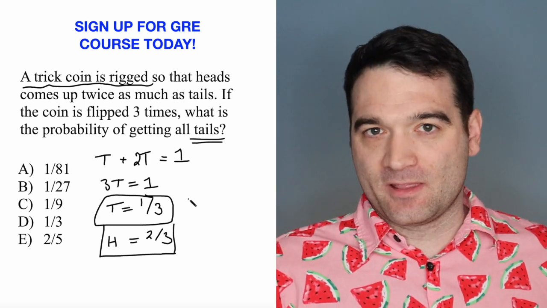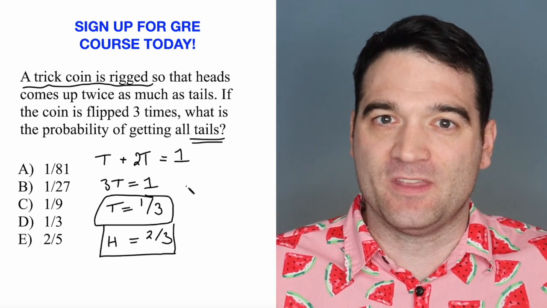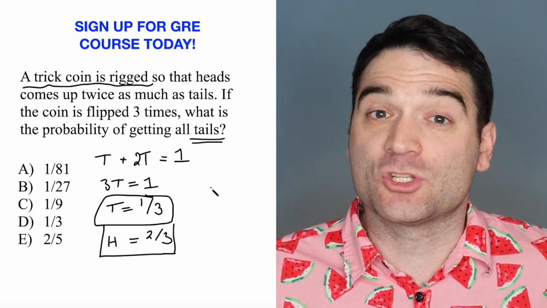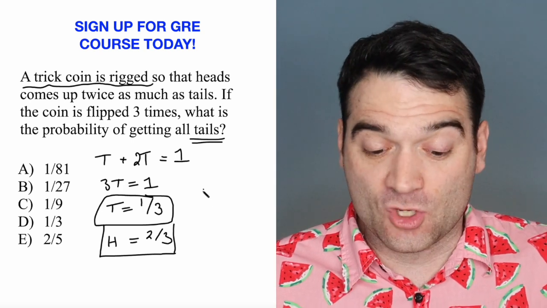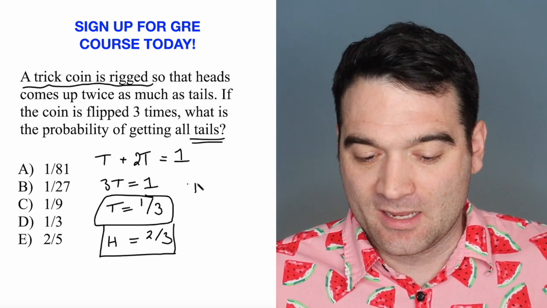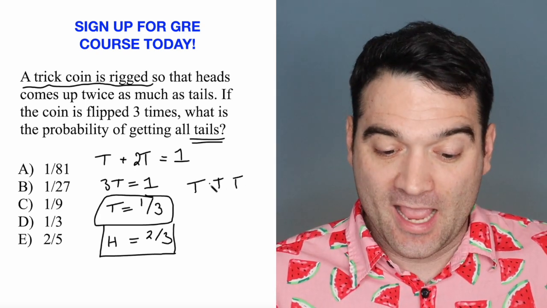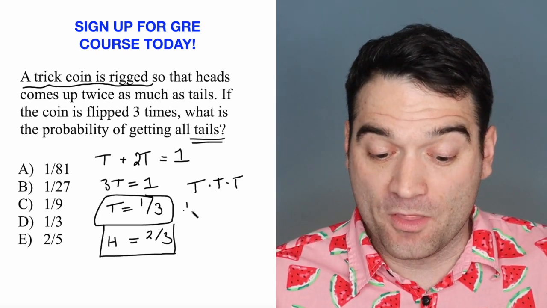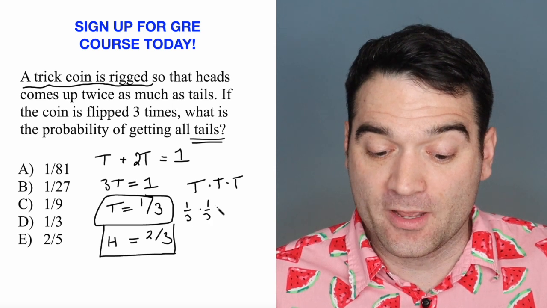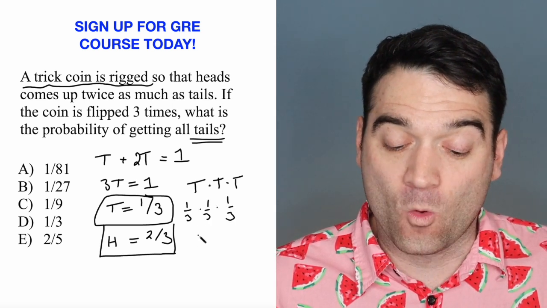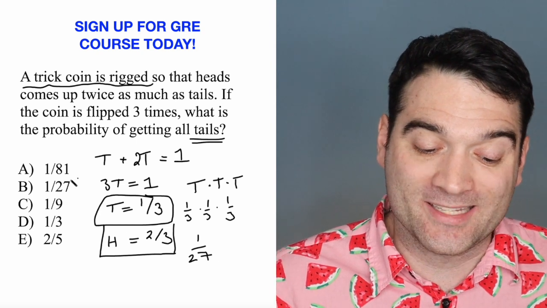Well, how do I calculate the probability of successive independent events? I just multiply their probabilities together. So what I want to have happen here is to get a tails, and then to get a tails, and then to get another tails. And the probability of that happening would be 1/3 times 1/3 times 1/3, or 1 out of 27.